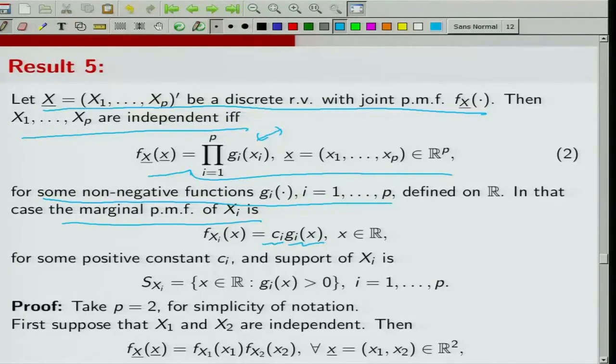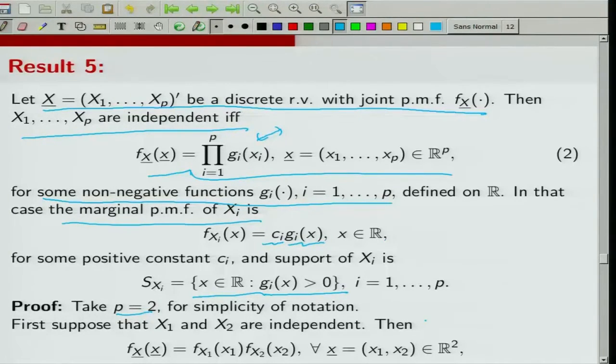And what would be the support of Xi? It would be the collection of all those x belonging to R such that gi(x) is positive. I will give the proof for p equal to 2. So, I take p equal to 2.